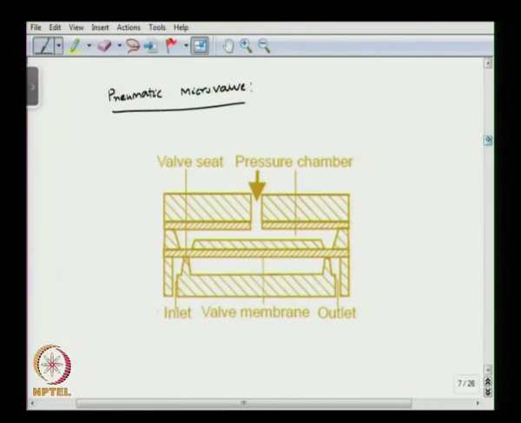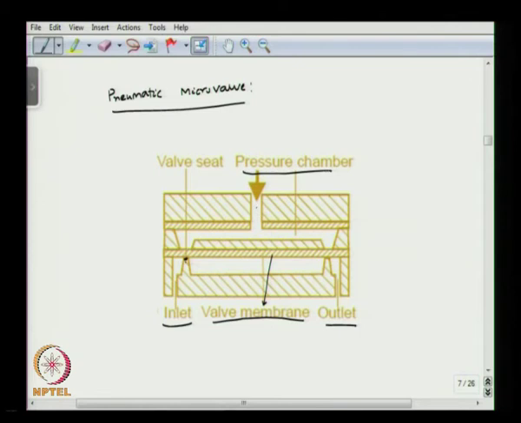As you can see here, this is the valve membrane. Okay. So, this one is the valve membrane. This is the inlet to the fluidic source and this is the outlet, and this one is the valve seat. Okay. So, the top side of the membrane is connected to a pressure chamber. Okay.